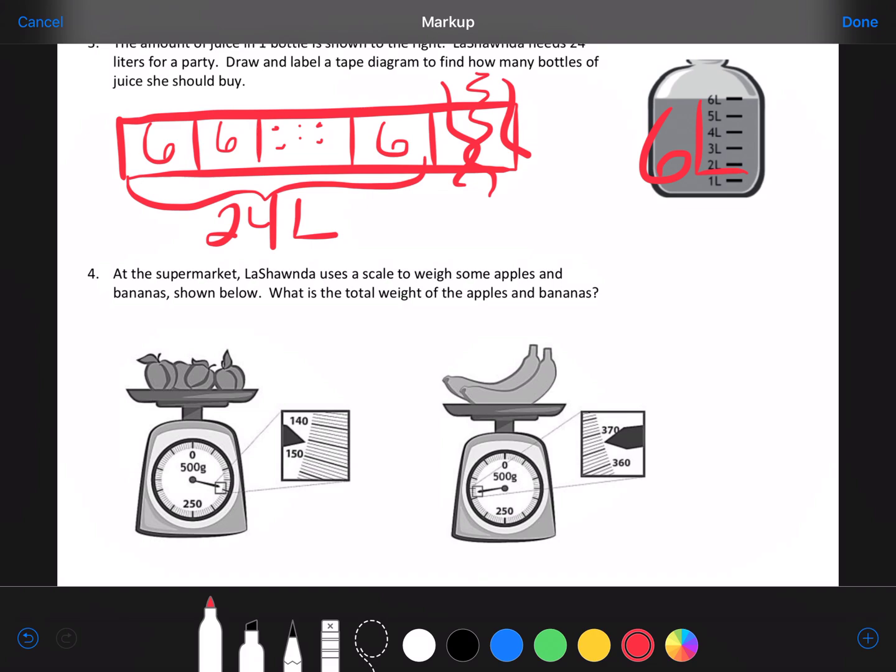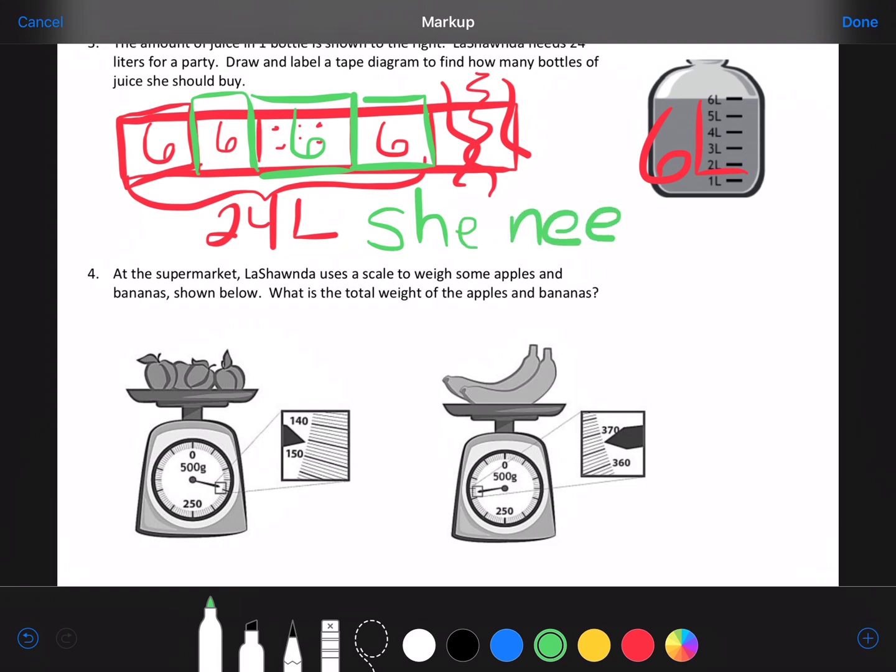So how many bottles of juice should she buy? Well, how many sections did we have in our tape diagram, right? We had 1 section, 2 sections, 3 sections, right? That was 6 more. 4 sections. So we would write a good sentence. She needs 4 bottles of juice. I think today we decided that she was buying Sunny D orange juice because that tastes the best. All right, number 4.